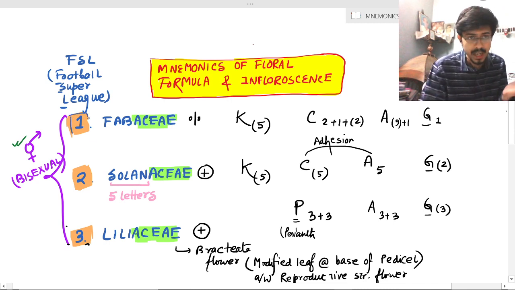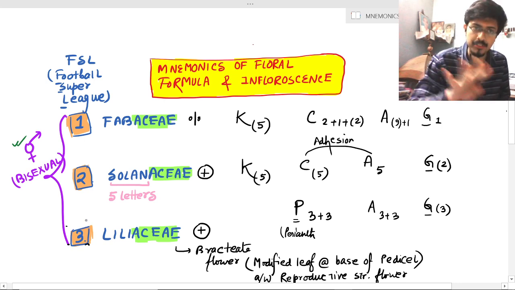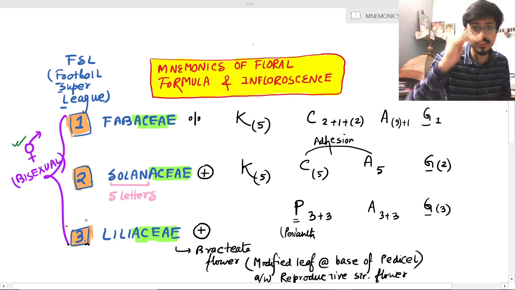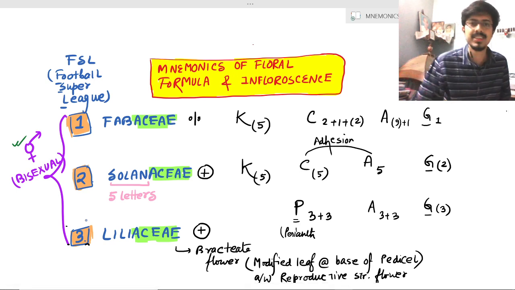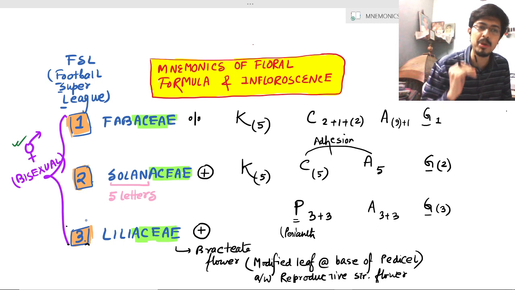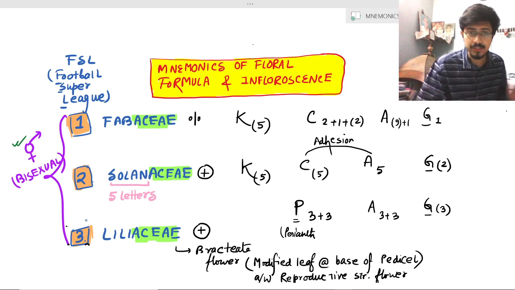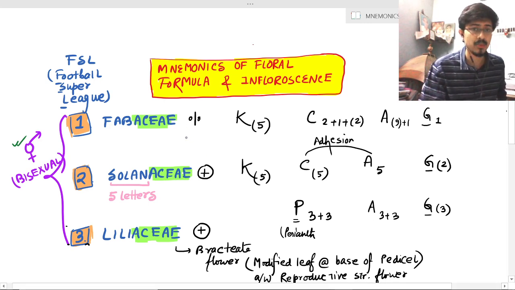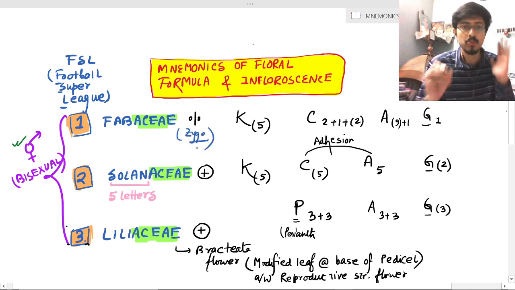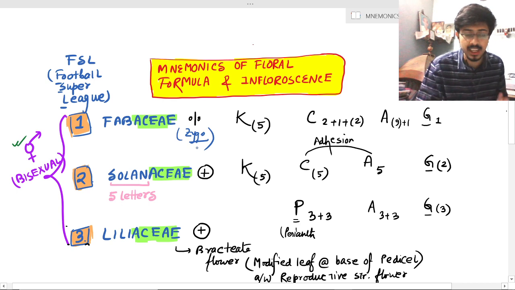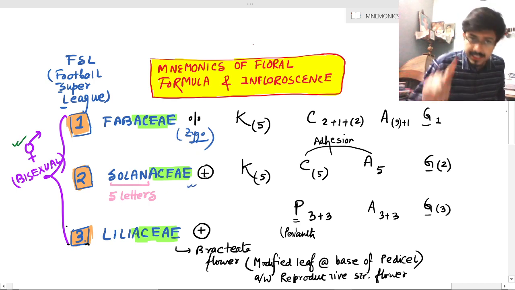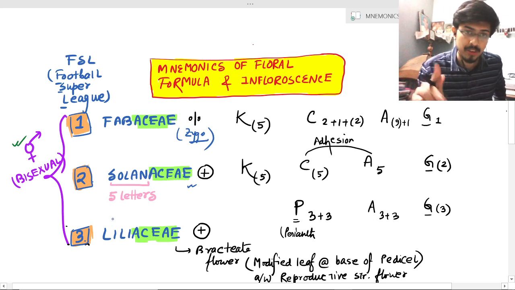So you have to arrange this with 1, 2 and 3. The first one is F for Fabaceae. This order is very important because in this order we can build up the mnemonic. The order you have to remember: one is Fabaceae, two is Solanaceae, and third is Liliaceae. In the first one, this sign is zygomorphic, so bilaterally symmetrical; both sides are symmetrical. This other sign is actinomorphic, so it is radially symmetrical. So 2 and 3 are radially symmetrical flowers, and the first one is zygomorphic, bilaterally symmetrical.